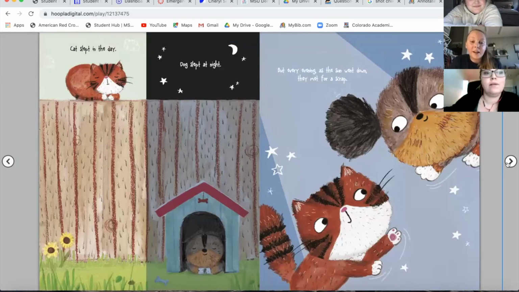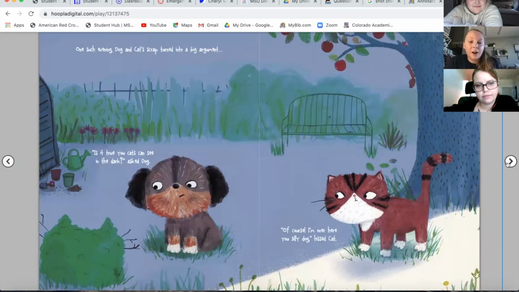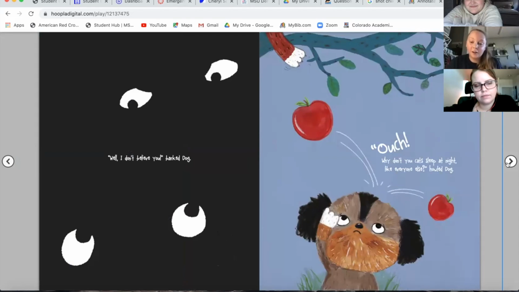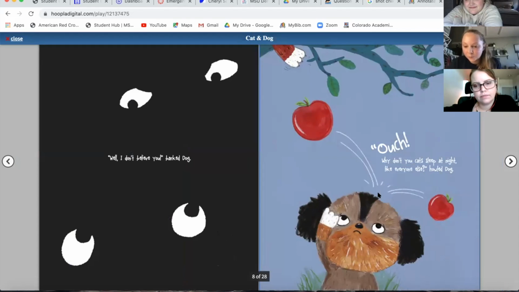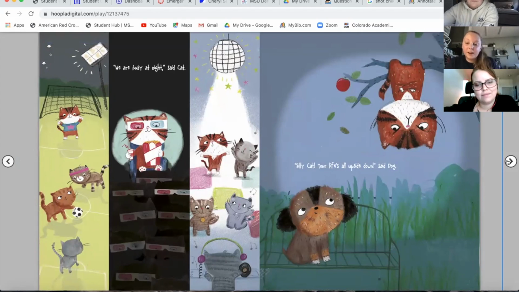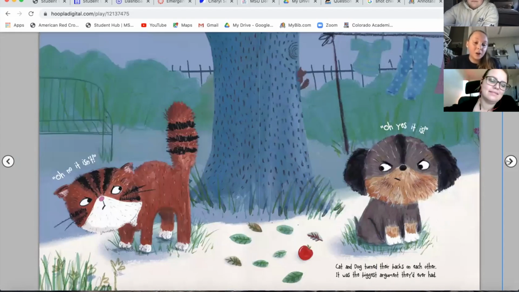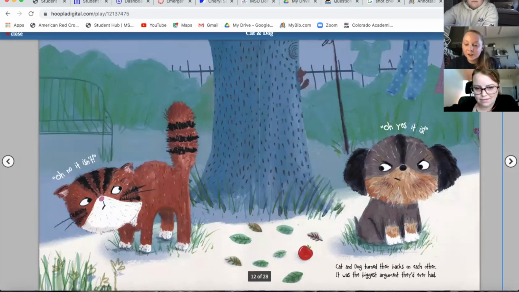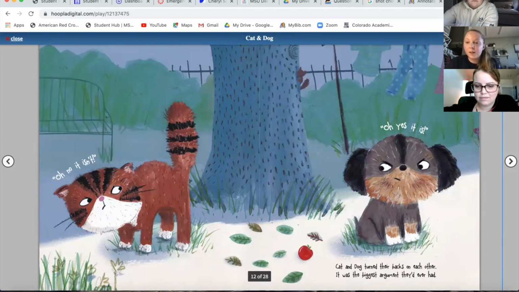Cat slept in the day and Dog slept at night, but every evening when the sun went down, they met for a scrap. One such evening, Dog and Cat's scrap turned into a big argument. "Is it true that you cats can see in the dark?" asked Dog. "Of course, I'm over here, you silly dog," hissed Cat. "Well, I don't believe you," barked Dog. "Ouch! Why don't you sleep through the night like everyone else?" howled Dog. "We are busy at night," said Cat. "Silly Cat, your life's all upside down," said Dog. "Oh, no it isn't." "Oh, yes it is." Cat and Dog turned their backs on each other. It was the biggest argument they ever had.